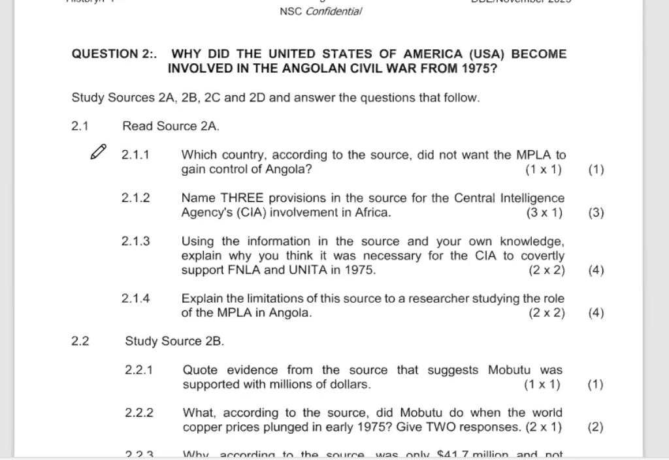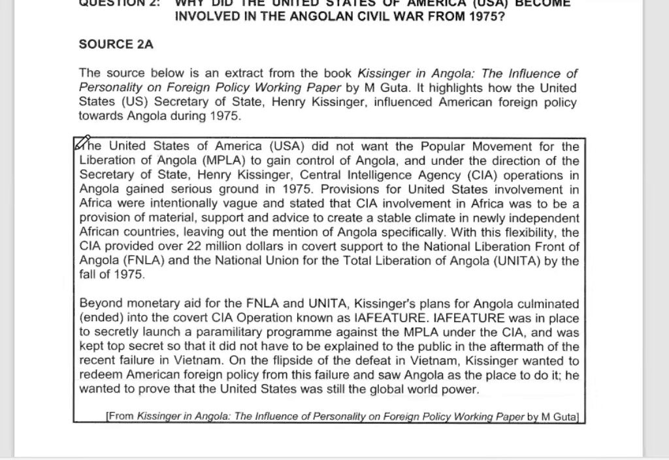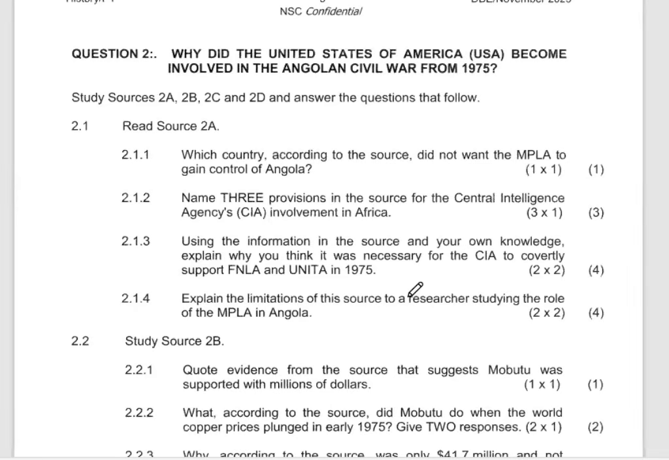Right, so moving on to the question. Which country, according to the source, did not want the MPLA to gain control of Luanda, the capital city of Angola? That is an extraction question. We can get it here. The United States of America did not want the MPLA to gain control of Angola. So it's a clear extraction question. The answer is the USA for the first question.